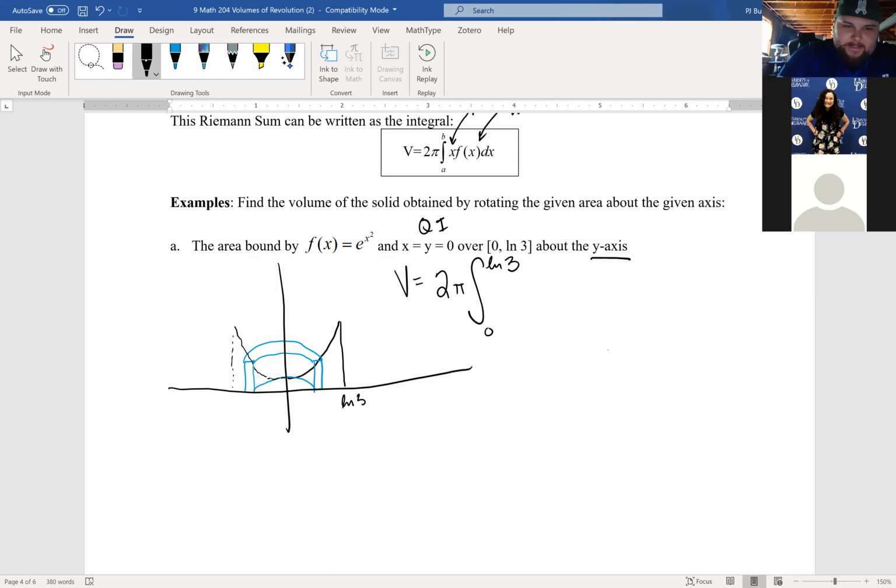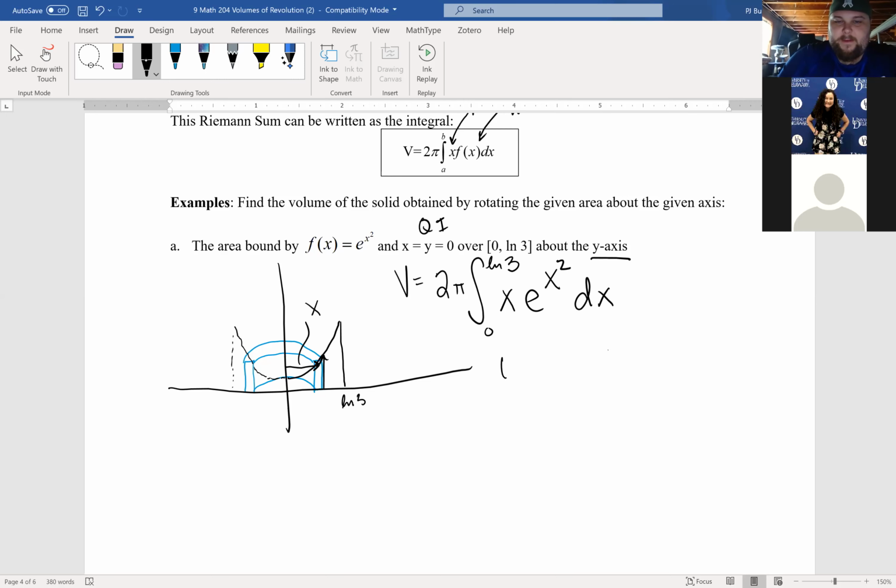The distance between the axis and the slice is x. It's our radius. And our height is whatever the height of the function is there. Our function was e to the x squared. And then our thickness is dx. So now we just have to solve this integral.